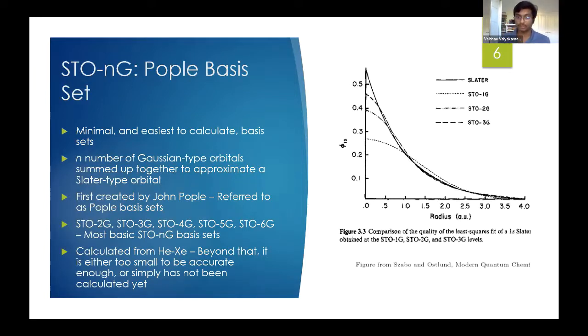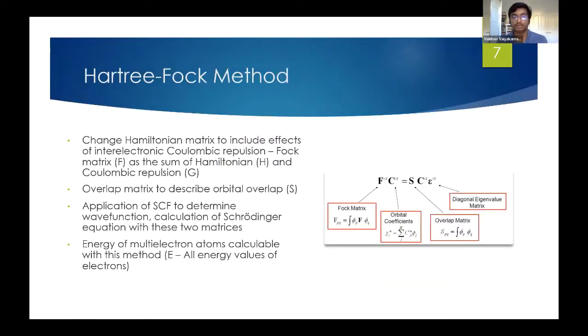STO-2G is the least accurate, while STO-6G is the most accurate. This diagram also shows STO-1G, which means you're only using one Gaussian type to approximate, which is highly inaccurate. So we actually can't even find public basis sets for STO-1G. These basis sets have been calculated. The wave functions, the basis wave functions, STO-nG, have been calculated for all of the atoms from helium to xenon. Beyond xenon, either the basis sets are too small to be accurate enough for energy calculation, or they simply haven't been put in the public domain yet.